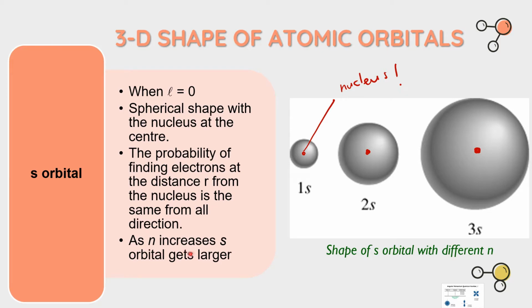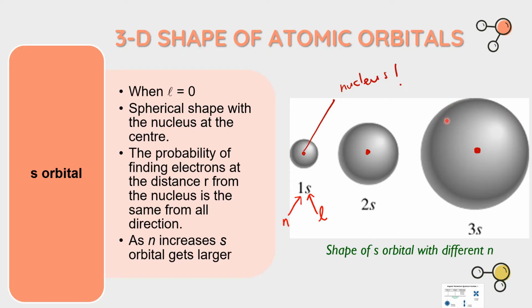And as n increases, S orbital will get larger. So you can see the 1s to 2s to 3s. So as the value of n increases, if you still remember, this is the value of n and this is the value of L. So we can see from these values as the number of n increases, which means energy level increases, the size of the atomic orbitals pun will get larger.